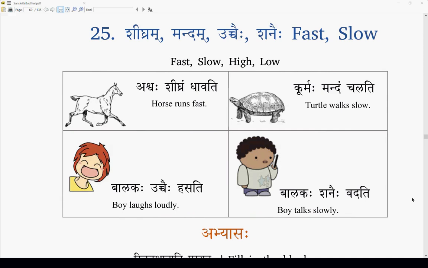But manda can also describe a namapadam. When it is used as a visheshanam to a namapadam, it means somebody who is lazy or lethargic. Am I saying it right? Lethargic? How do you say it?